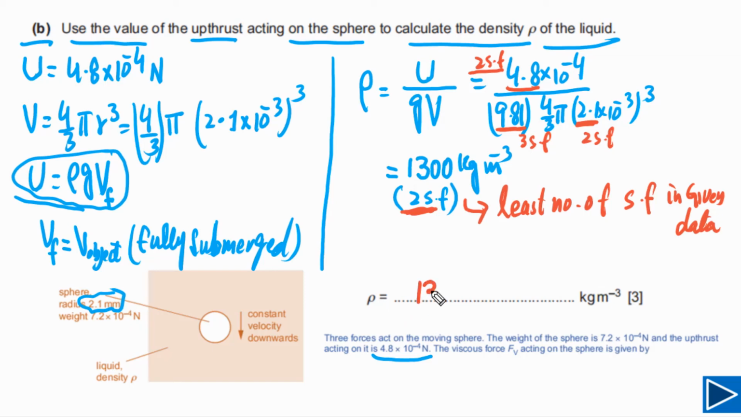So our final answer for this question is 1300 kilograms per cubic meter. You also need to keep an eye on the given units. So our answer has to be in SI base units in this case. So this is our final answer.